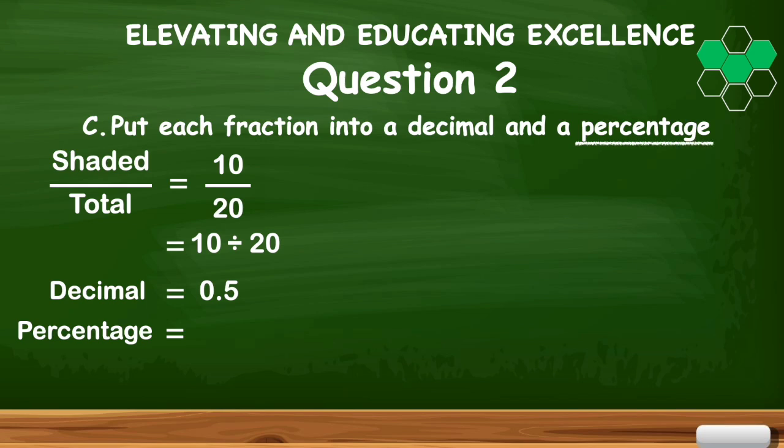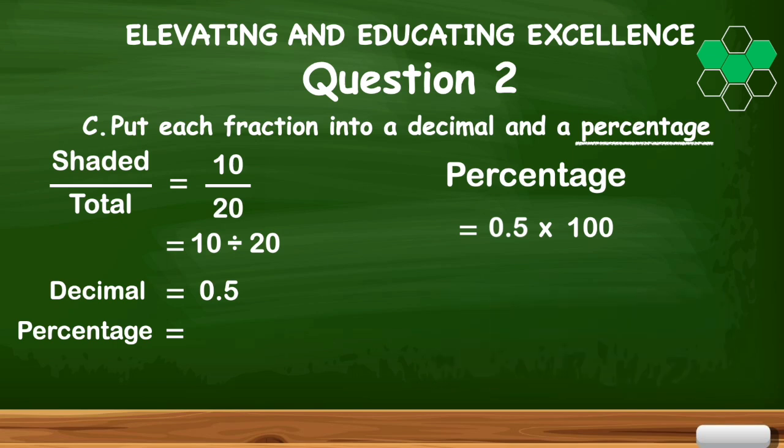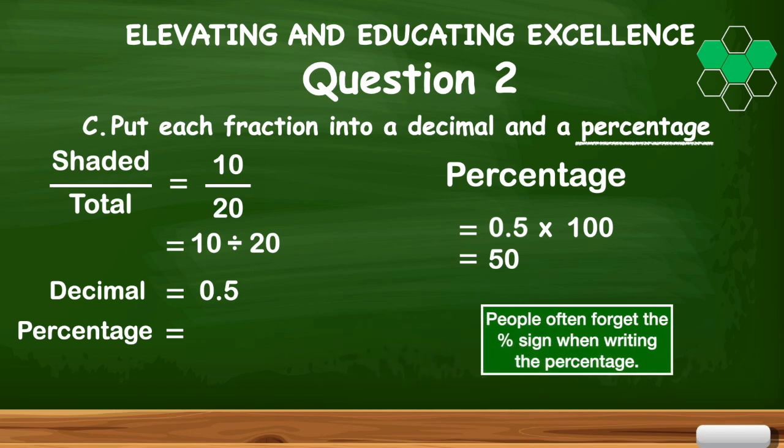Now we're going to find the percentage. So when working with percent, we're going to take the decimal number and we're going to multiply that by the answer to this question. What is the highest mark you can get on a test? 100%. So you're going to multiply 0.5 times 100. 0.5 times 100 equals 50. People often forget the percent sign when writing the percentage. So don't forget. The answer is 50%.